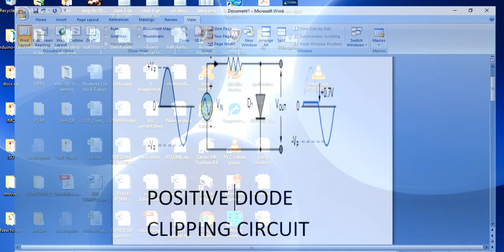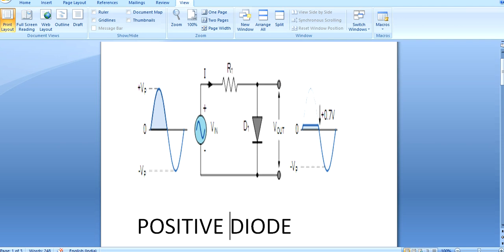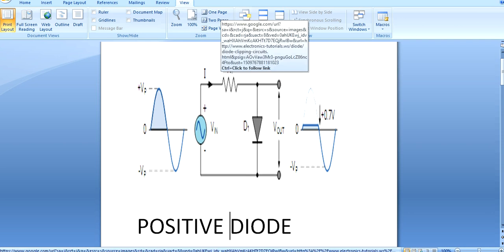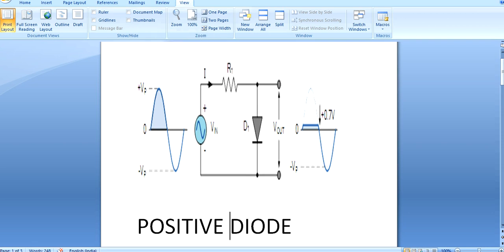Today we discuss the positive diode clipping circuit using power simulation software. This is our circuit. An AC supply is given, and one resistor is connected across the diode. We can give the AC supply and we will see the output waveform.